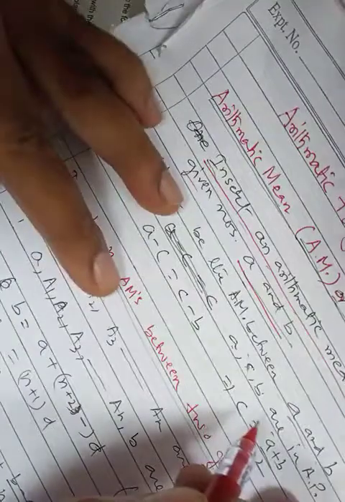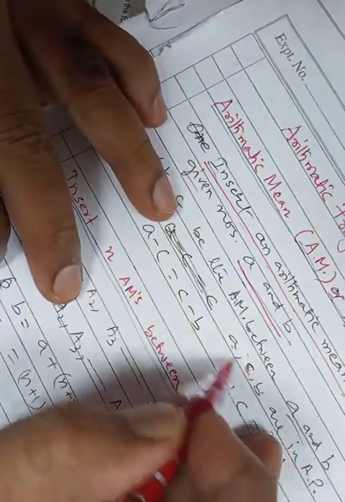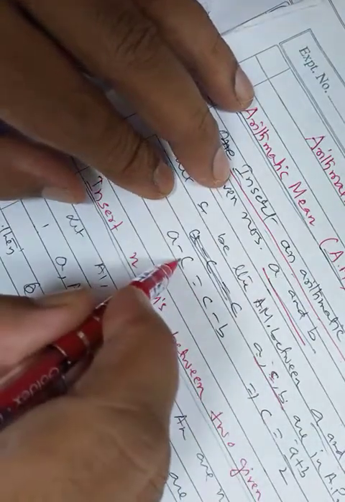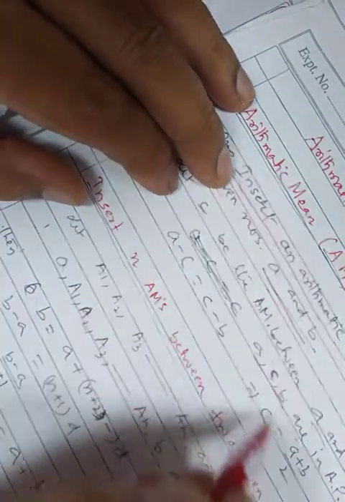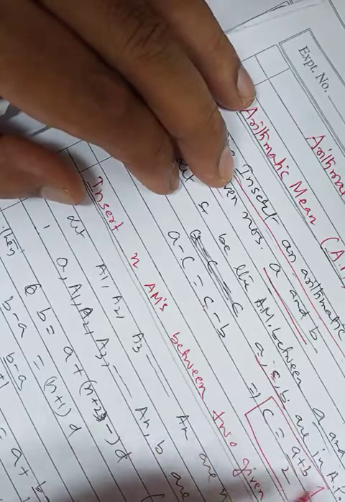If you introduce a number, the given numbers and that number are all in AP. Then if they are in AP, first term minus second term will be second term minus third term, and from that we get this formula. This is the arithmetic mean between A and B.